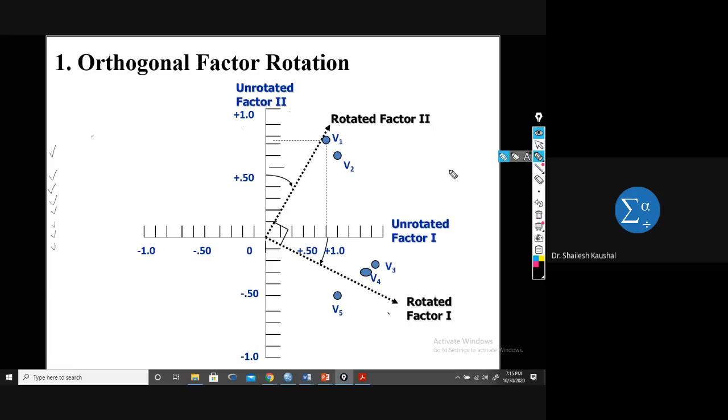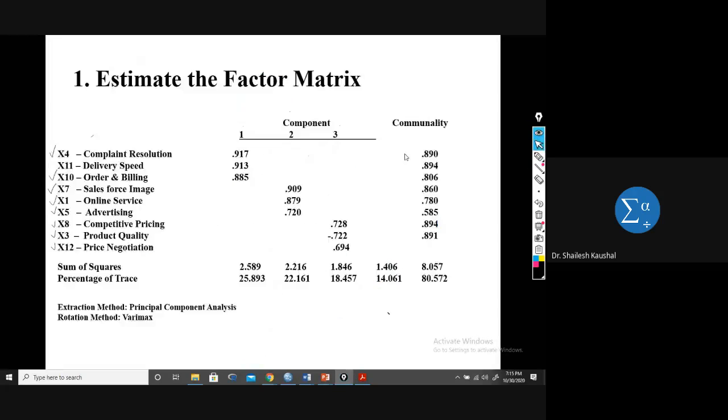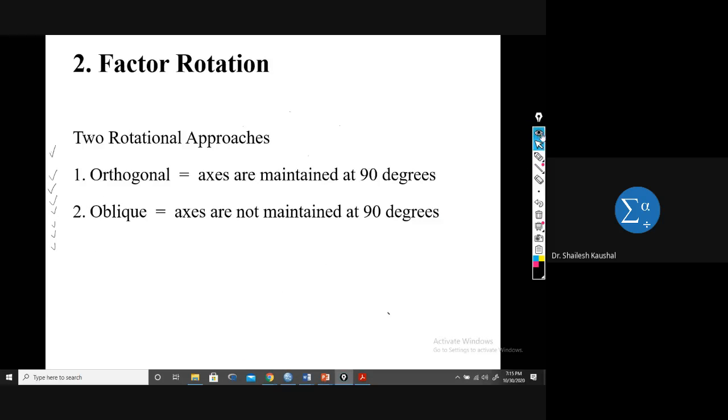So this is about the estimation of the factor matrix, and then the factor rotation. There are many factor rotations. Here we are taking two rotational methods: one is orthogonal and another is oblique. Generally we take the orthogonal axis.